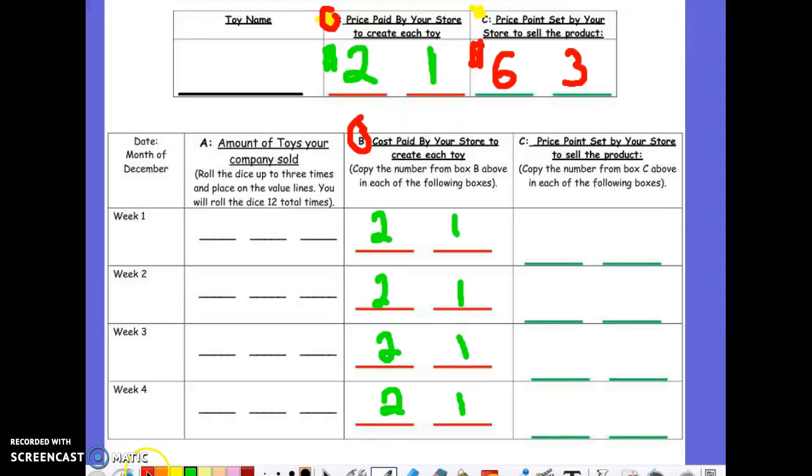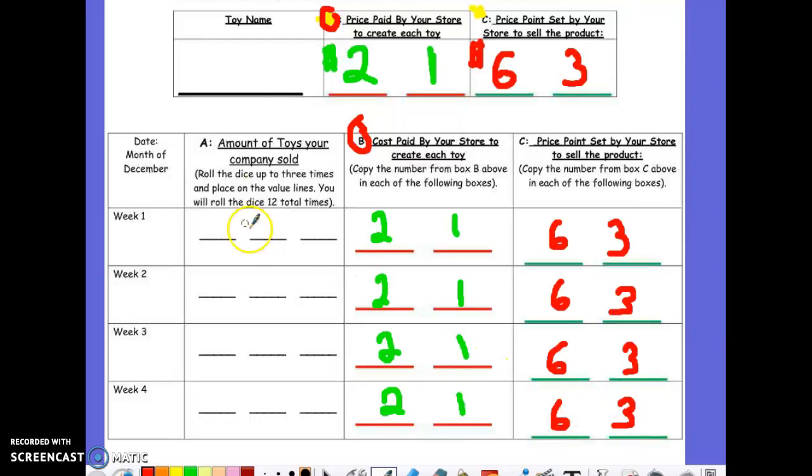I'm going to do a very similar process for how much I'm selling it. Notice that I have underlined in blue, and I'm going to put $63, which is how much I'm going to charge for each toy, on each of the blue lines to make sure I understand. It is going to cost somebody $63 if they want to purchase this toy over the holiday season when I am selling it.